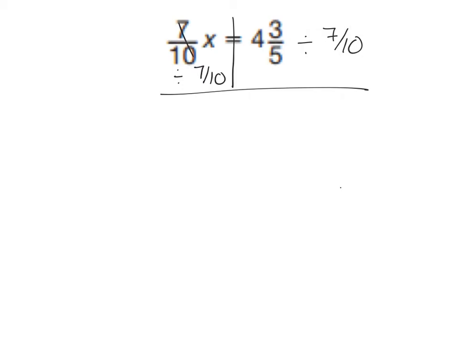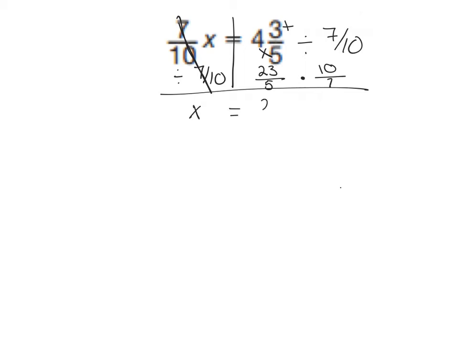7/10 divided by 7/10 makes a 1, so we have 1x over here. And then we don't actually divide fractions. I mean, you can, but we are going to change this into a multiplication problem by rewriting it. So 4 times 5 is 20, plus a 3, so I get 23 fifths times 10 7ths.